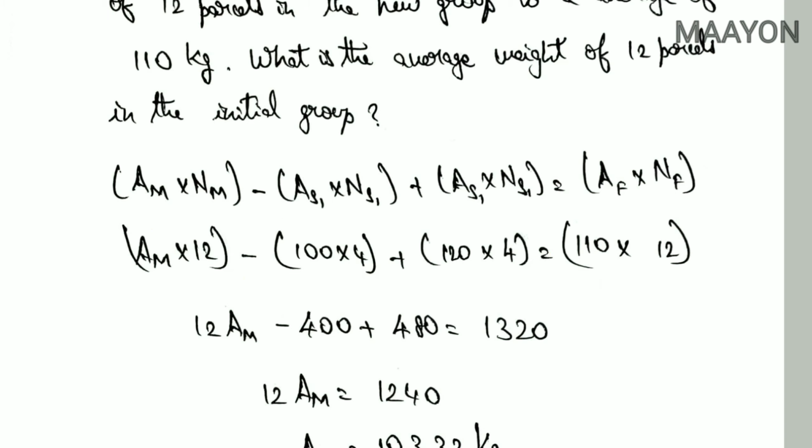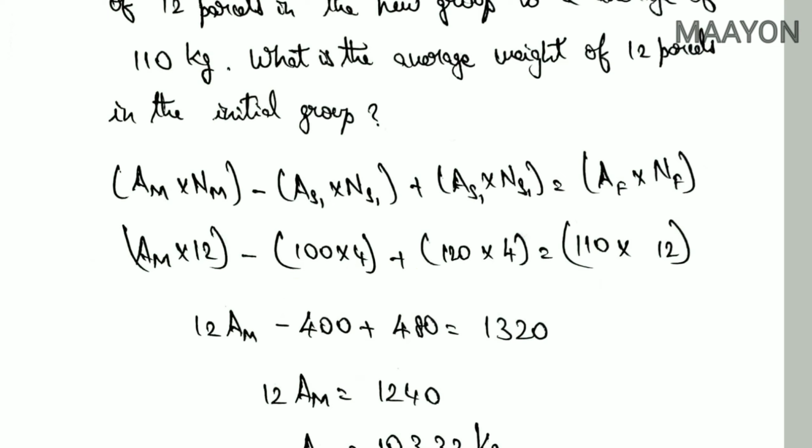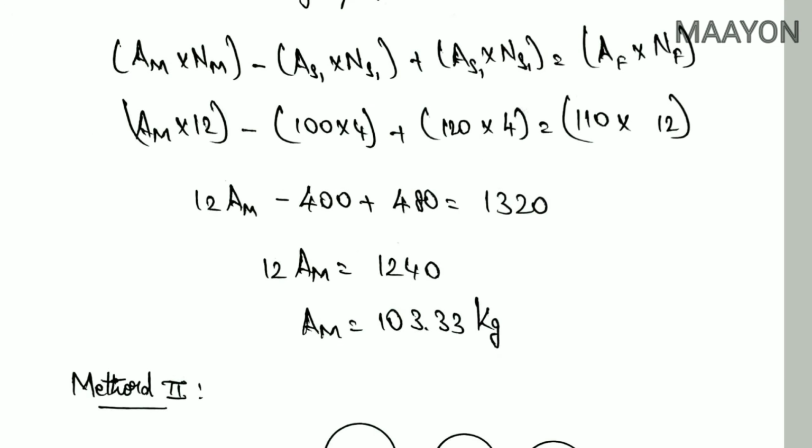Doing the calculation, we get 12 Am minus 4 into 100, 400, plus 120 into 4, 480, equals 110 into 12, 1320. Then doing the calculations, we get 80 on this side, bringing it to the right side we get 1240. 12 Am equals 1240 gives Am equals 103.33 kgs. We have seen all 4 types in method 1. Let's move on to method 2.